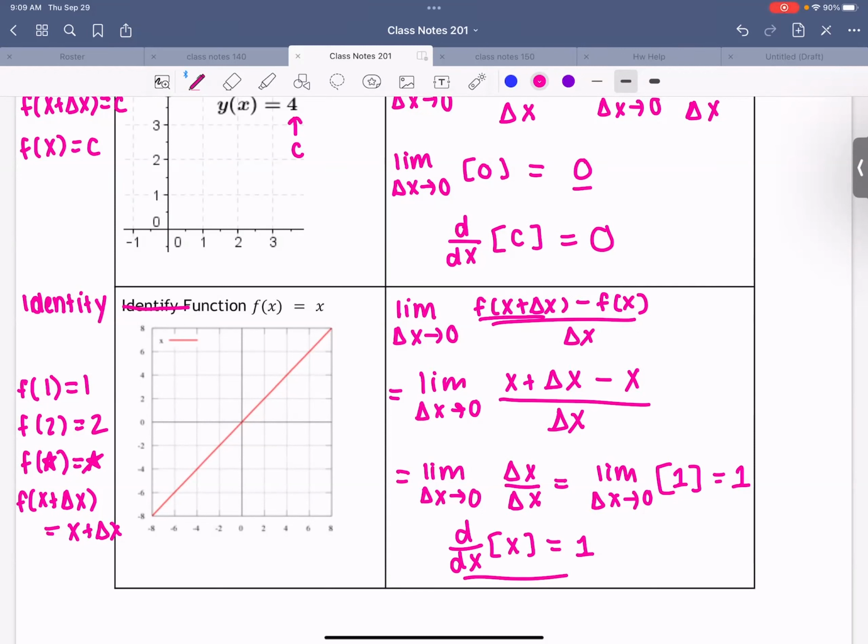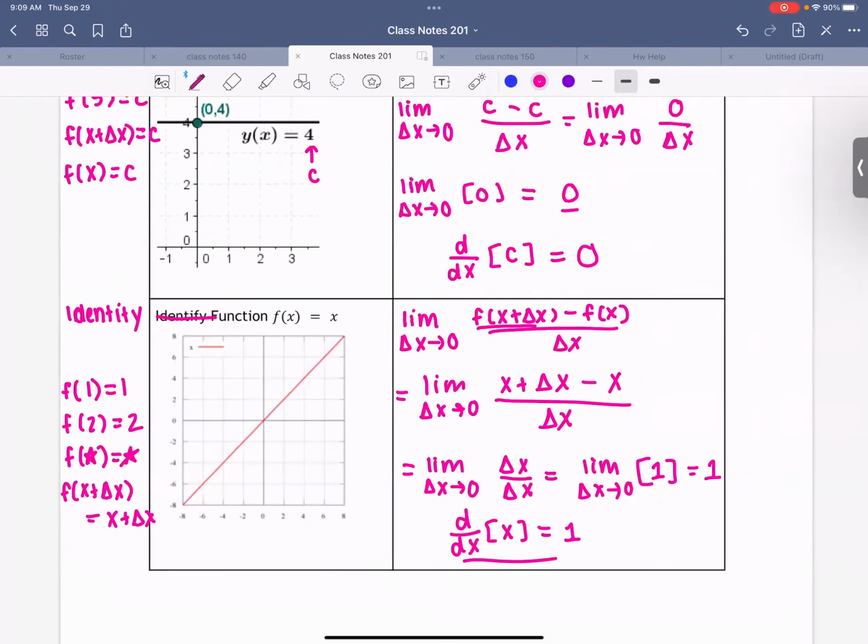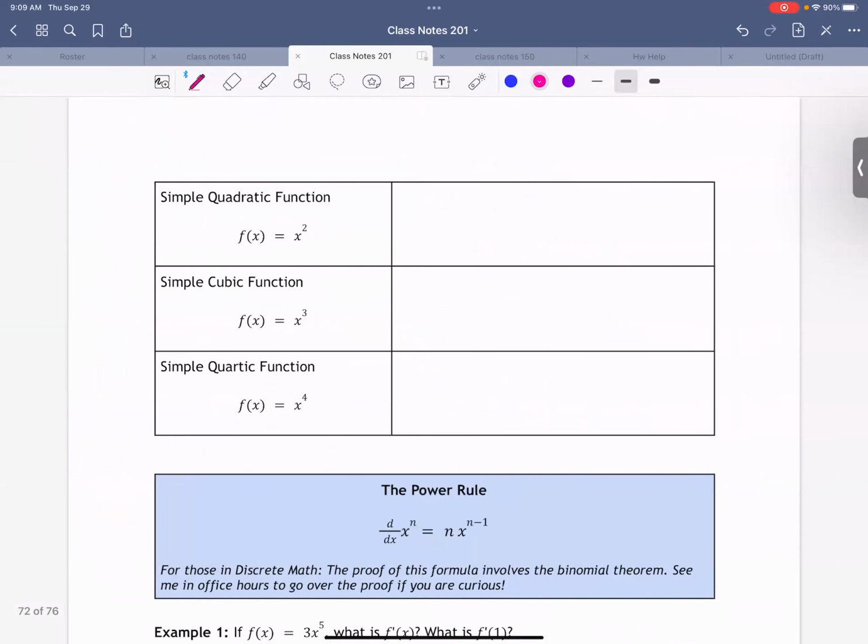So we have a couple shortcuts now. The derivative of a number is 0. The derivative of x is 1. Now we can go through the quadratic, the cubic, the quartic using the definition of the derivative. I'm going to save you some work, and I'm just going to give you what these derivatives are.